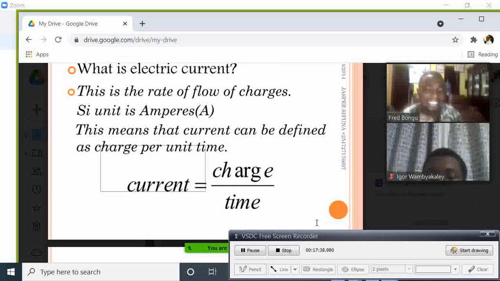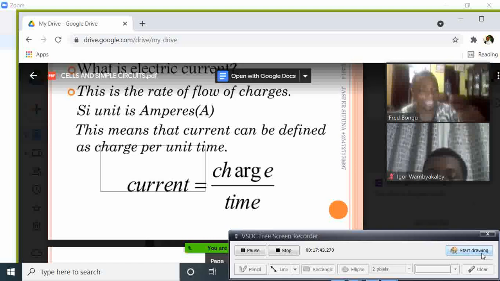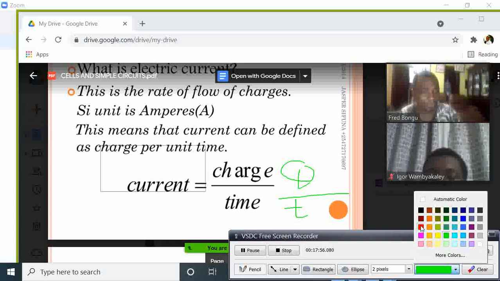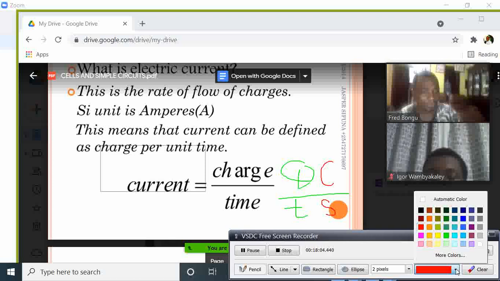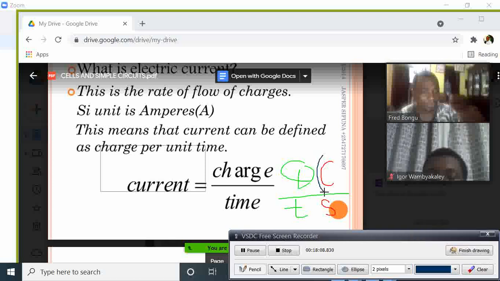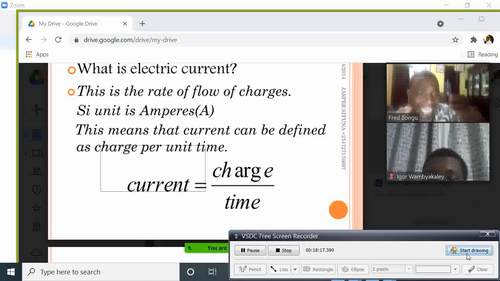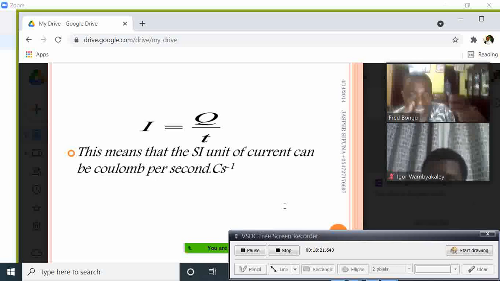So mathematically we can say that current is just charge divided by time, which is I equals Q over T, whereby Q is in C and T is in S, the SI units. Because the SI unit is C per S, that is coulombs per second. We say coulombs per second. That is the SI unit for current. Or in other words, instead of saying coulombs per second, you can as well say amperes.